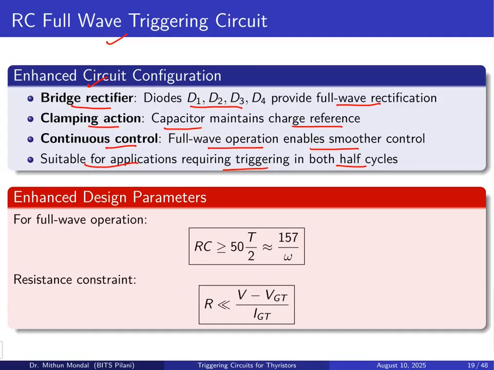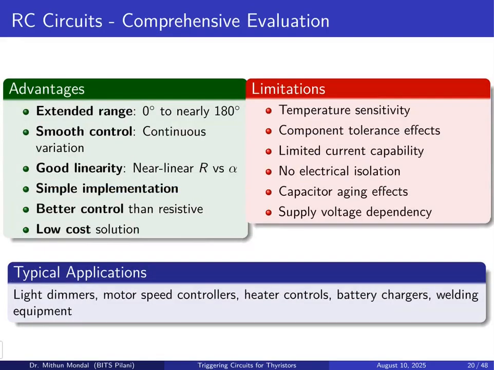This is the full wave operation where you require the RC time constant to be greater than 50 into T by 2, which is approximately equal to 157 by omega. If you remember, in the RC half wave triggering, we found this to be 4 by omega. The resistance constraint is that the resistance value has to be less than 4 V minus VGT by the minimum gate current requirement.